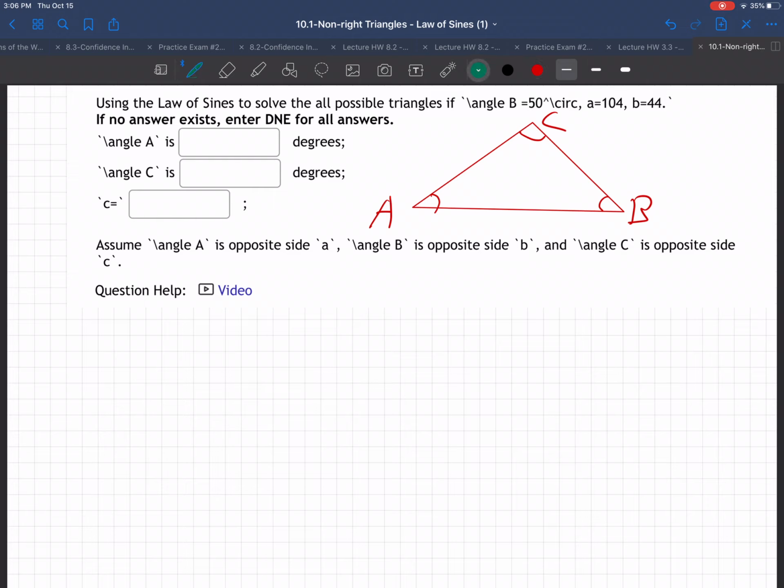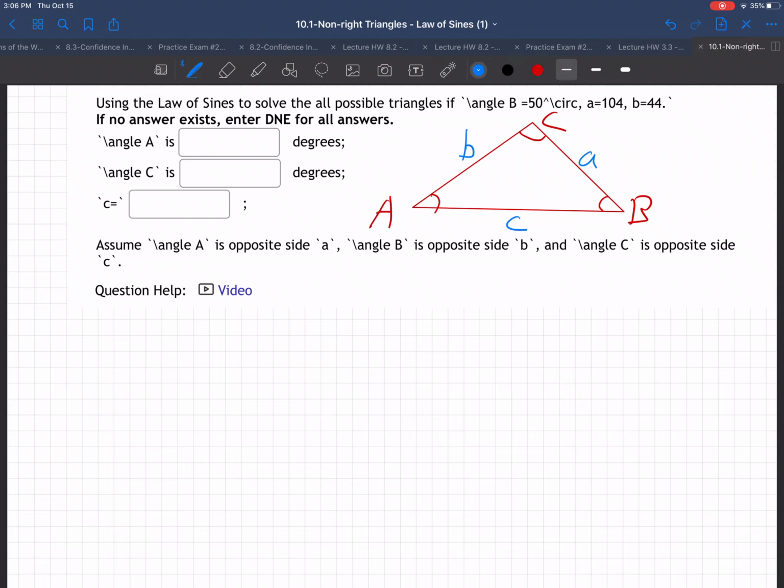And then across from those, we're going to have a side. So little a here, little b here, little c here. See how that's across? Little a is across from A, b is across from B, c is across from C. That's how they're assuming your triangle is set up. So you have to set it up like that so that you're speaking the same language they are.